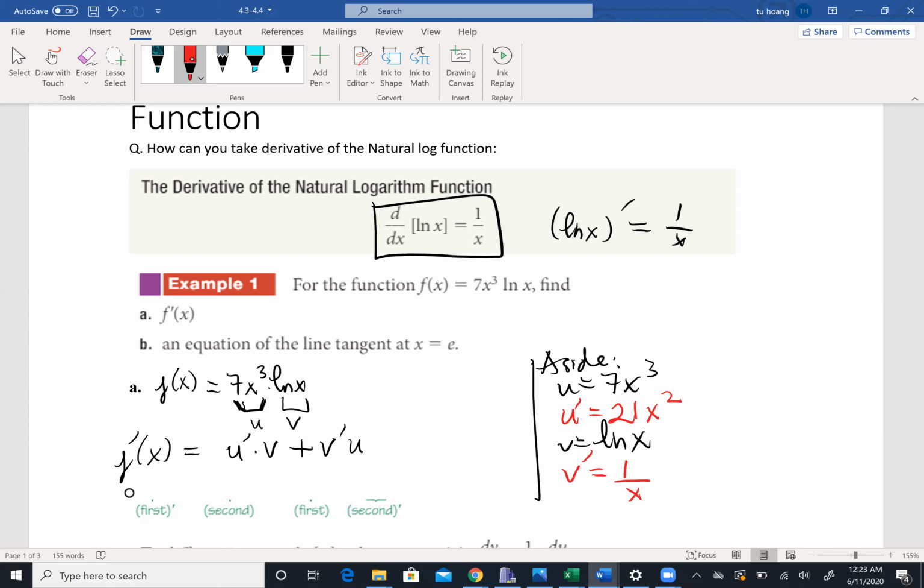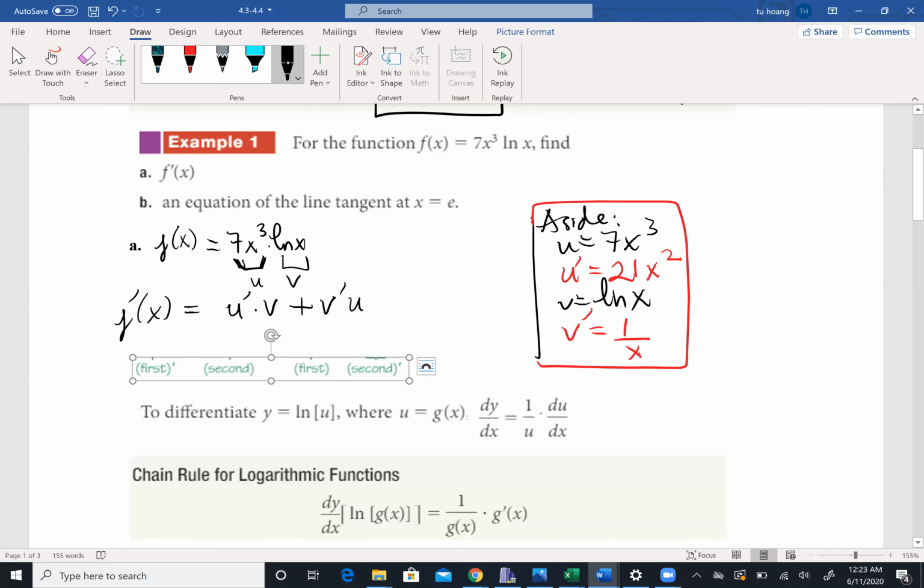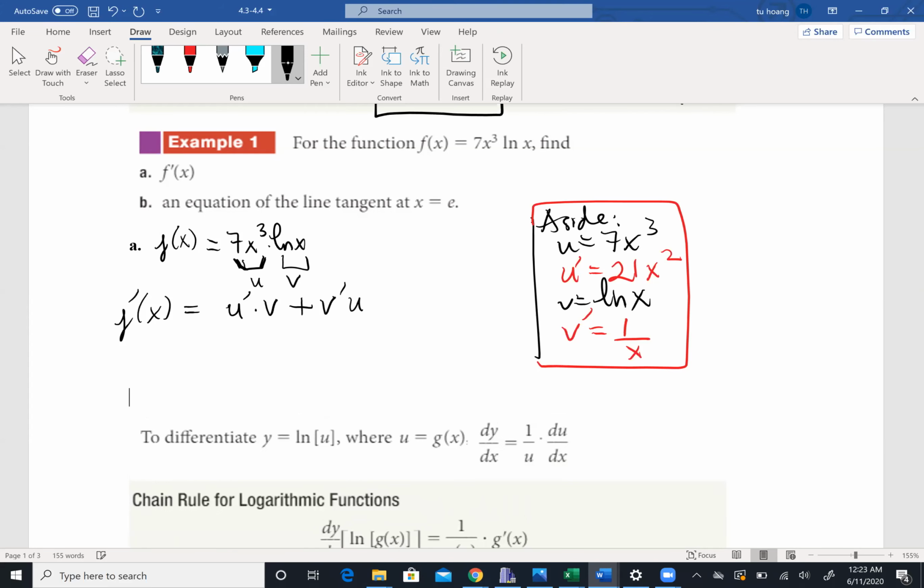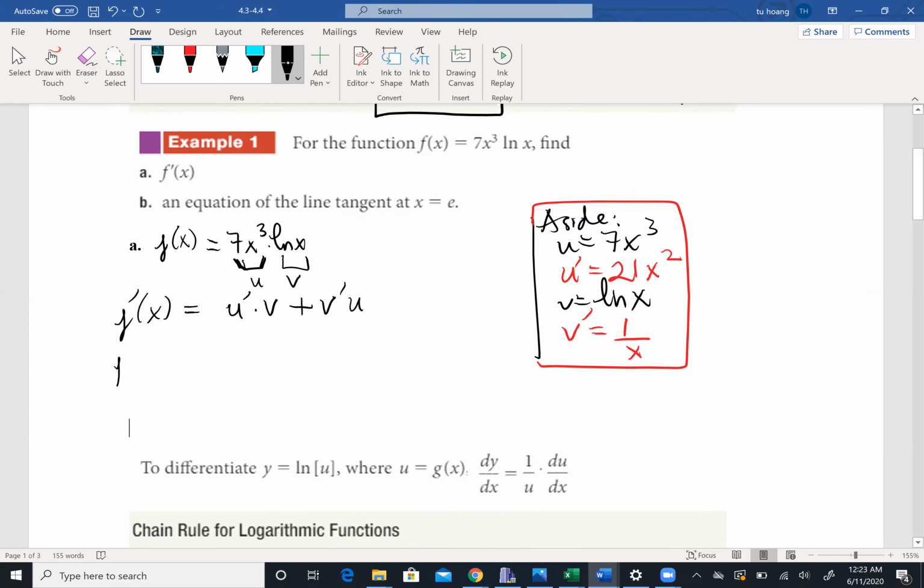Now time to just substitute everything. So I will move up a little bit and clean this. I will have f prime of x equal to u prime, which is 21x squared, times v, which is ln of x, and then plus v prime, which is 1 over x, times u, which is 7x cubed.